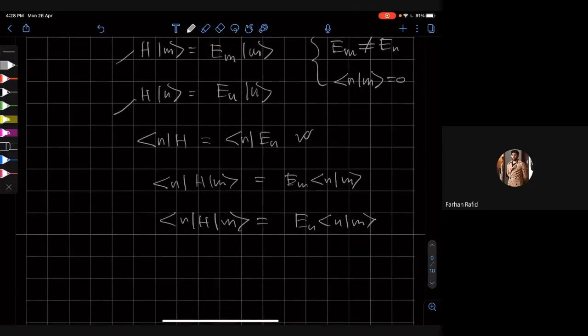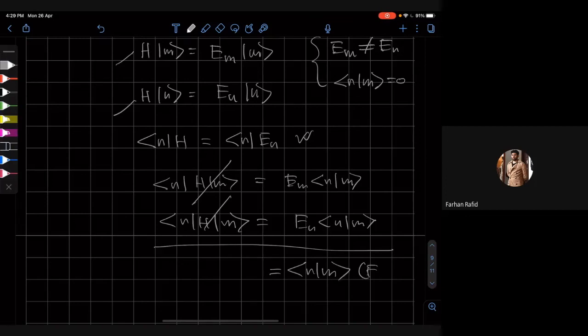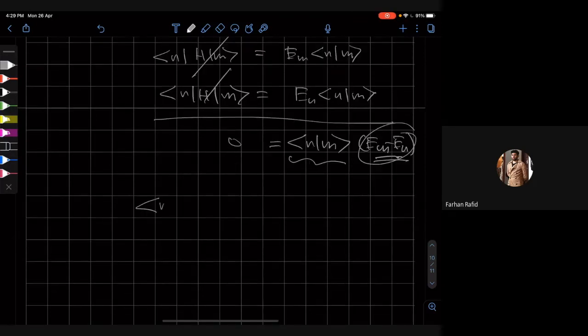Then I subtract these two equations, and the left side becomes 0. From here, what I find is n of m times Em minus En. Now, by assumption, Em and En are different numbers, so this is not equal to 0. Therefore, this thing must be 0. Therefore, these two states are orthogonal. Very simple proof.